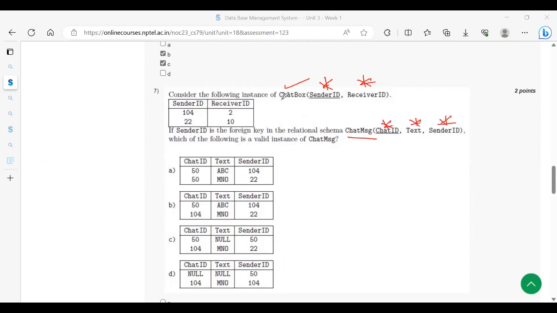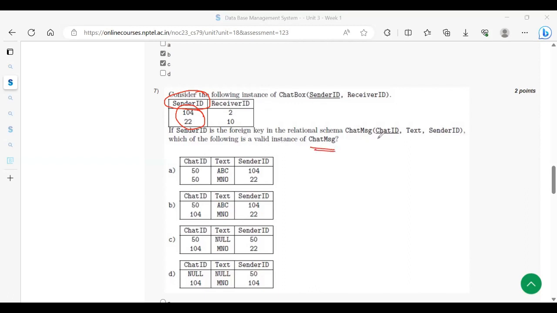So remember, this is a chart box table. This is a chart message. So sender ID, receiver ID. Chart ID, text, sender ID, another table. Remember, they have given a foreign key. Here they mentioned that the foreign key is the sender ID. So what is a foreign key? It relates the two tables. Whatever data you have in sender ID, that should be in the other table, the same data, because we are relating two tables. So they are going to ask what is the valid chart message.